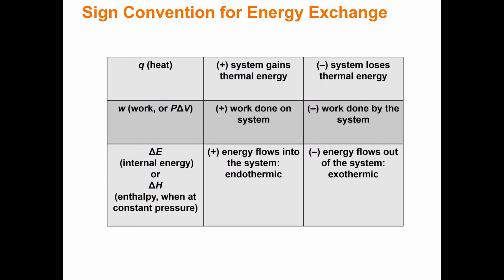And then just like we looked at, if I have a positive delta H, energy flows into the system. In other words, it's an endothermic process. And if I have a negative delta H, or delta E, energy flows out of the system. In other words, it's an exothermic process.